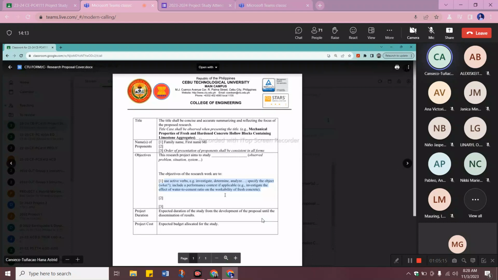So when you say your objective is to investigate the effect of water to cement ratio, meaning you have different water to cement ratios, you have different answers to slump. No? So you have many answers and you are trying to discuss, you are trying to investigate what really is the effect of the varying water to cement ratio. What is the meaning of the trends on the different slump that I got? That is the objective.